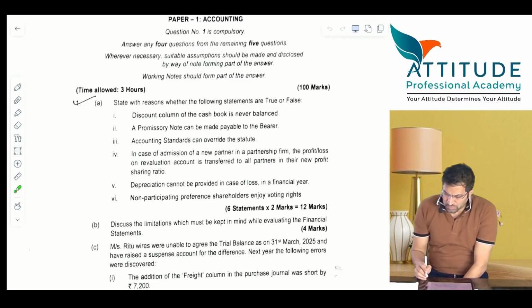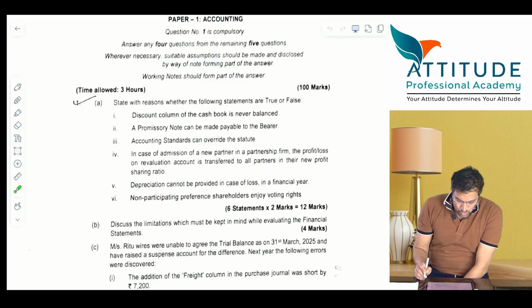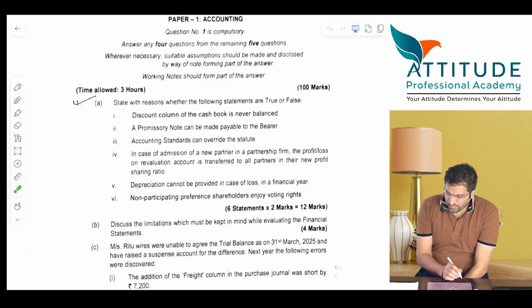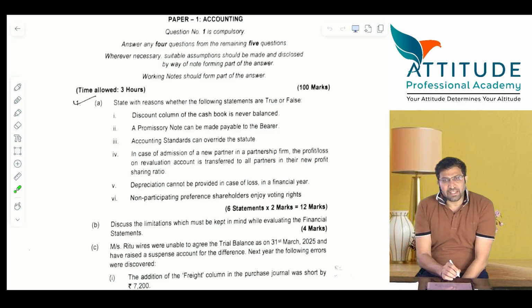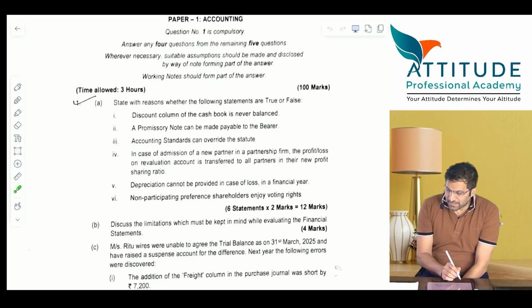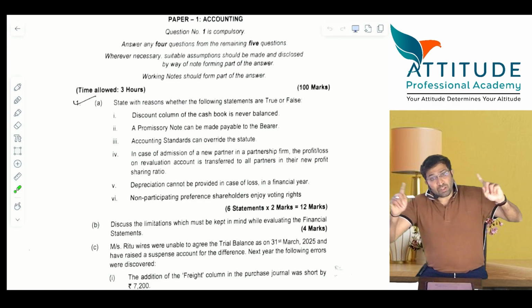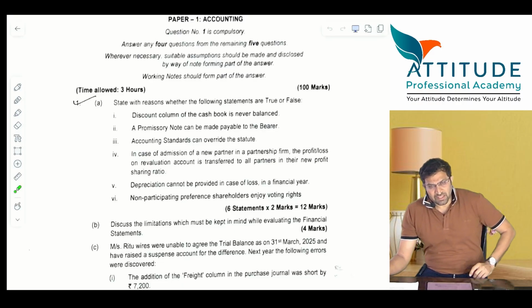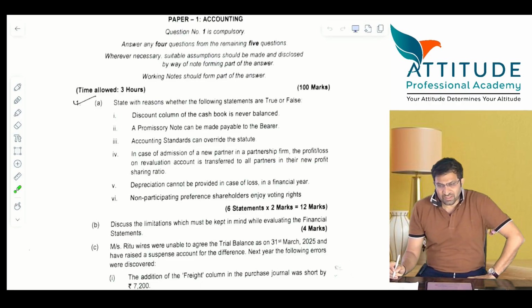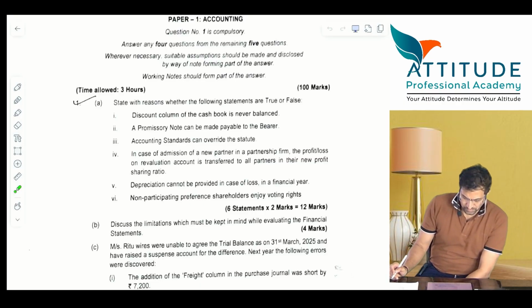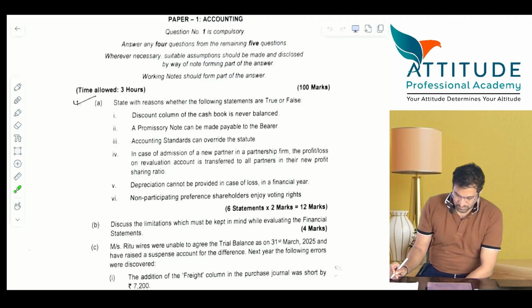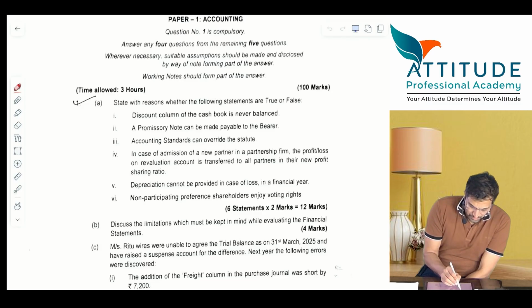So right there, answer. True. Write it fast now. True. Discount column is totaled. The discount column is totaled and transferred to what account? Both the discount columns are totaled. Okay, discount column is totaled and transferred to discount allowed or discount received account. First one is true.